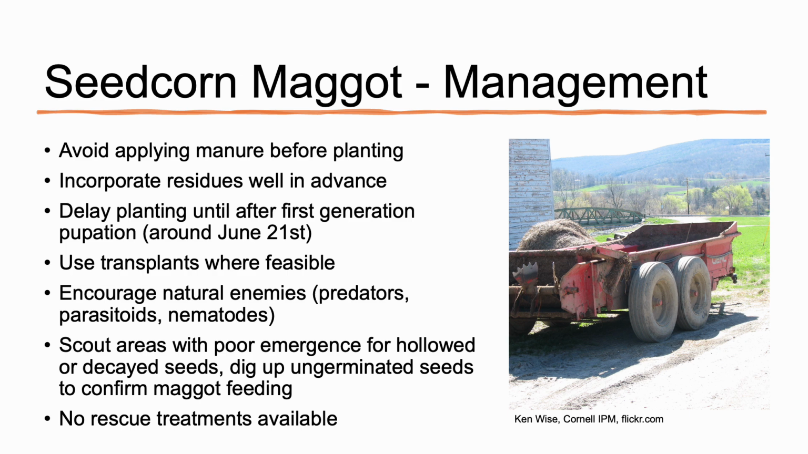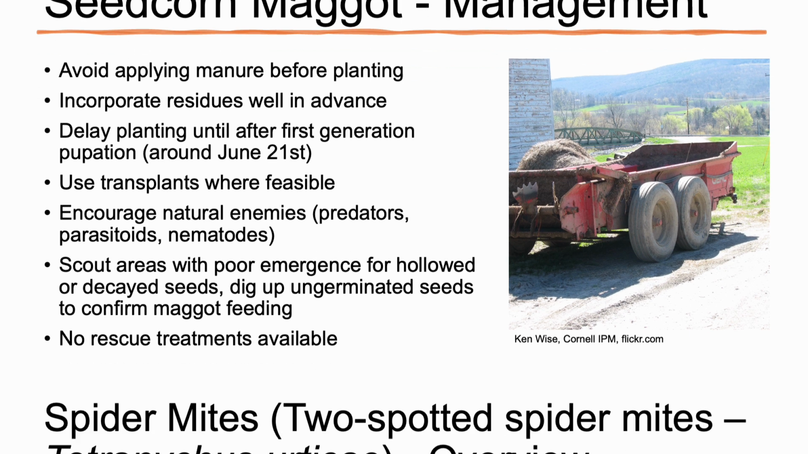Encouraging natural enemies like predators, parasitoids, and nematodes supports long-term control. If poor emergence is observed, scout by digging up ungerminated seeds and checking for hollowed or decayed tissue.